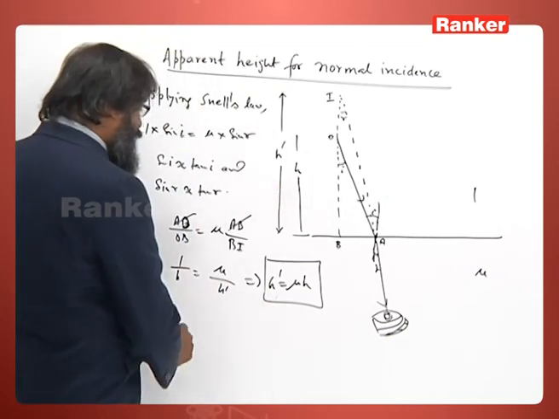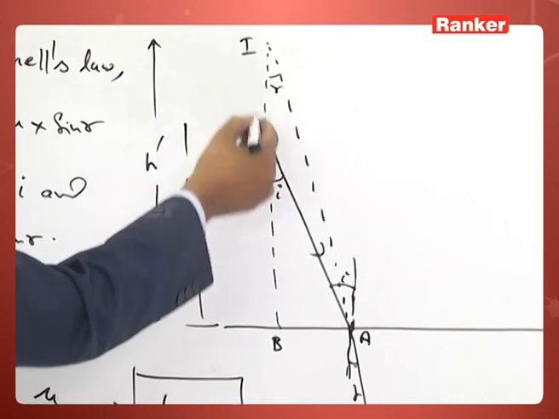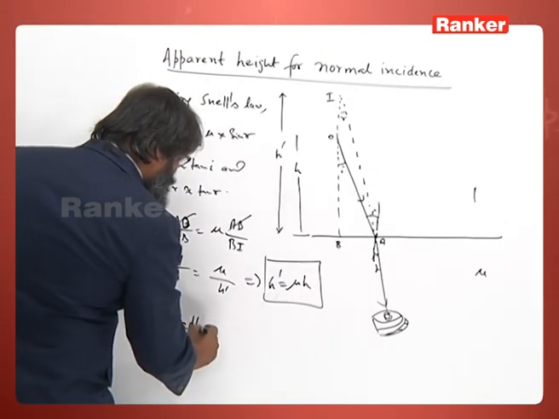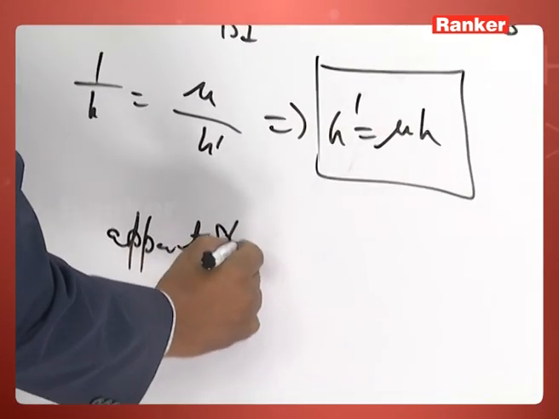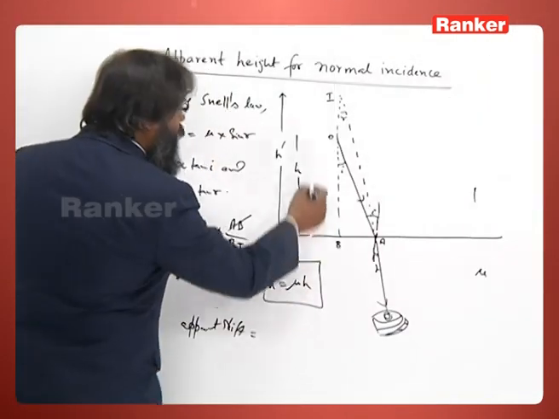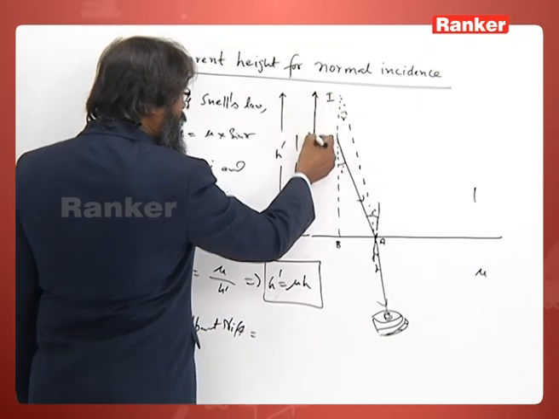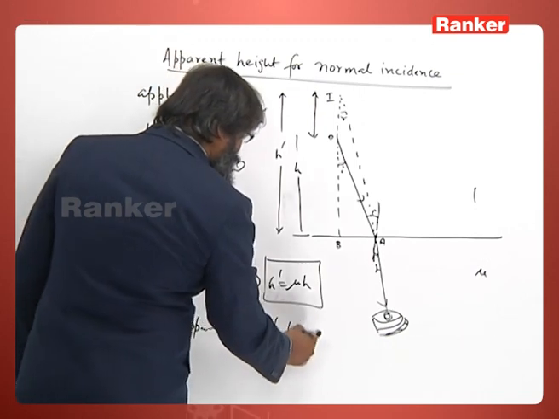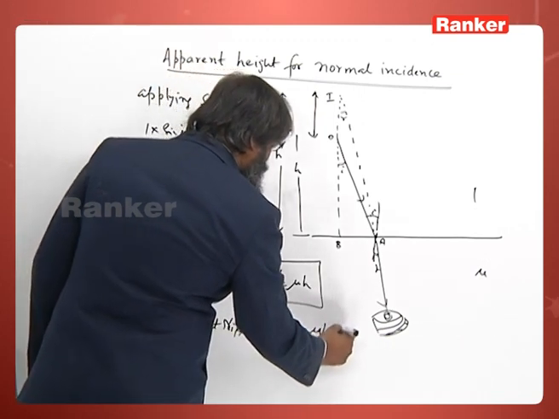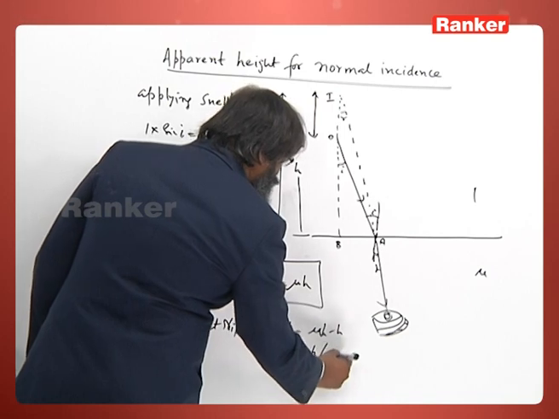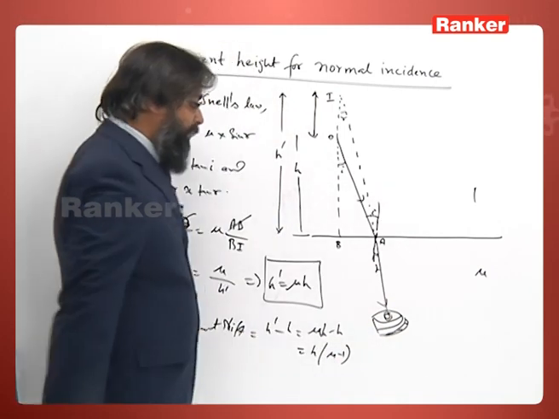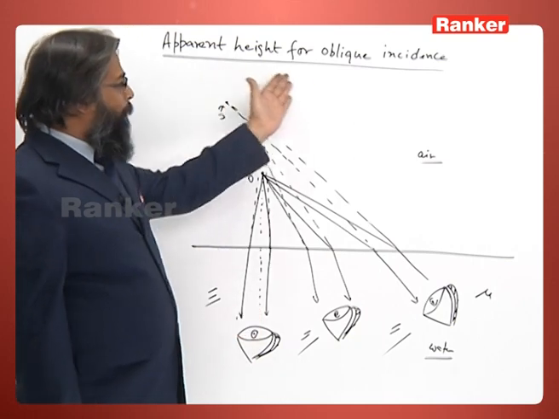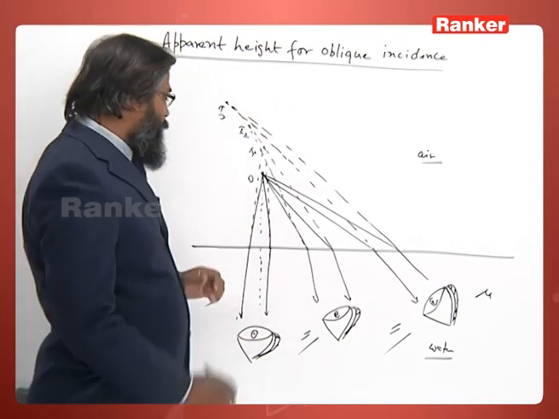Again the apparent shift, we can calculate this distance, that is h dash minus h. The apparent shift, how much distance it is shifted, is given by h dash minus h. h dash is mu h minus h, that is h times mu minus 1, where mu is the refractive index of this. You see, this is the case of apparent height for normal incidence.